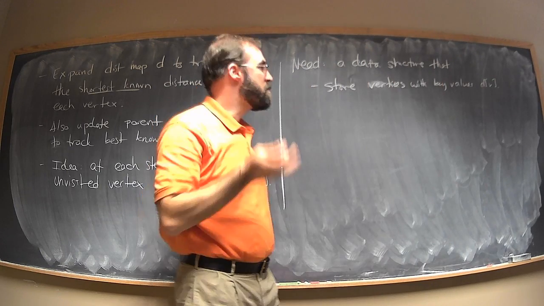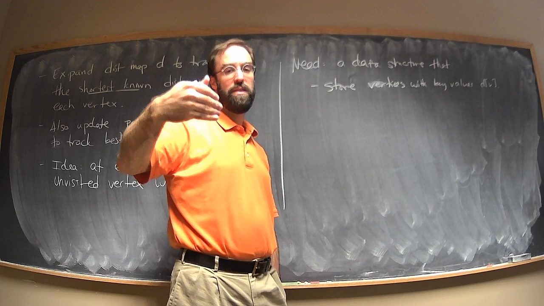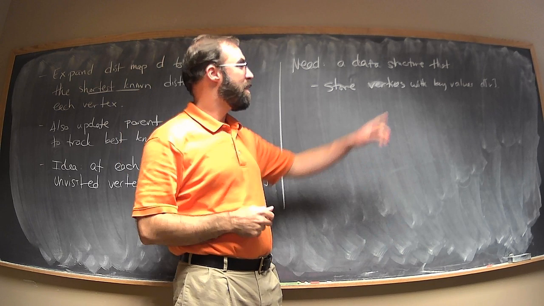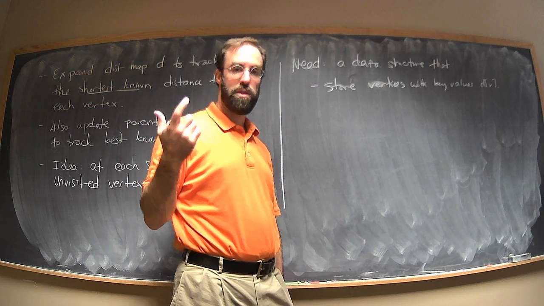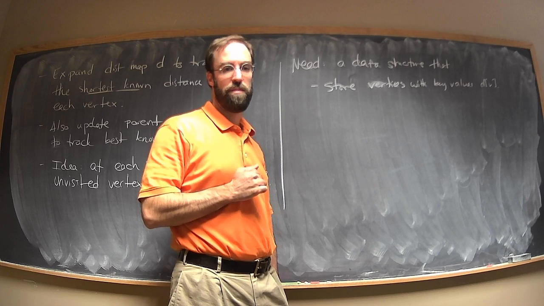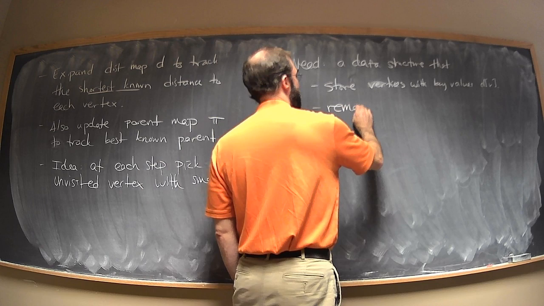Right, so it's going to have a bunch of vertices in it, which are vertices that we haven't visited yet, but we know of a way to get there. And each one will have a key value, which is the best known, the shortest known distance to it so far.